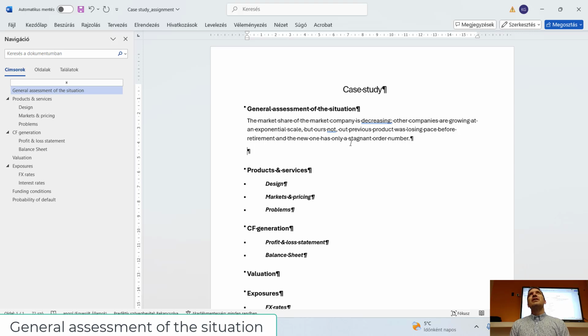Now the next question is: is this because of market structure? Is this because of market demand? Or is this because we are inappropriate in terms of supply? So is this a demand or supply problem?